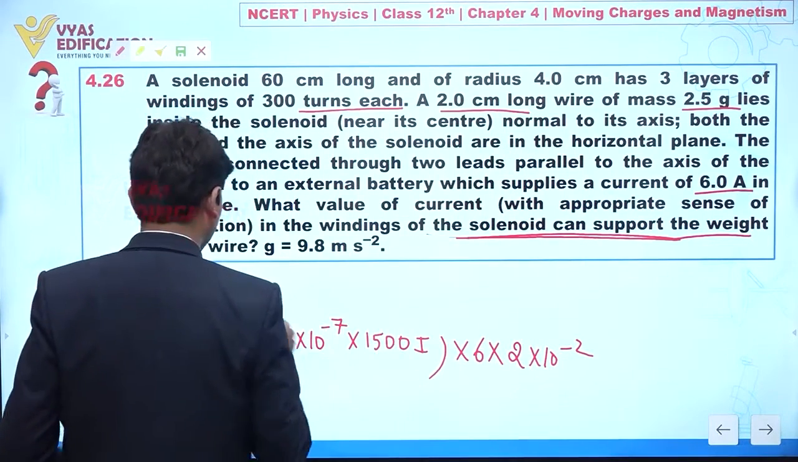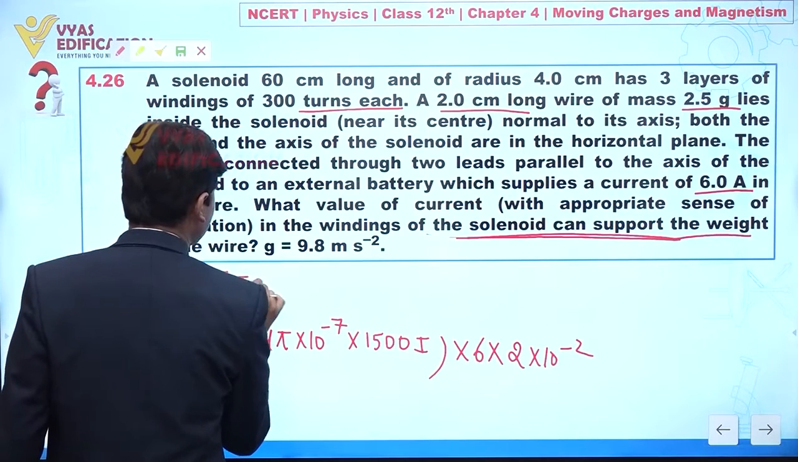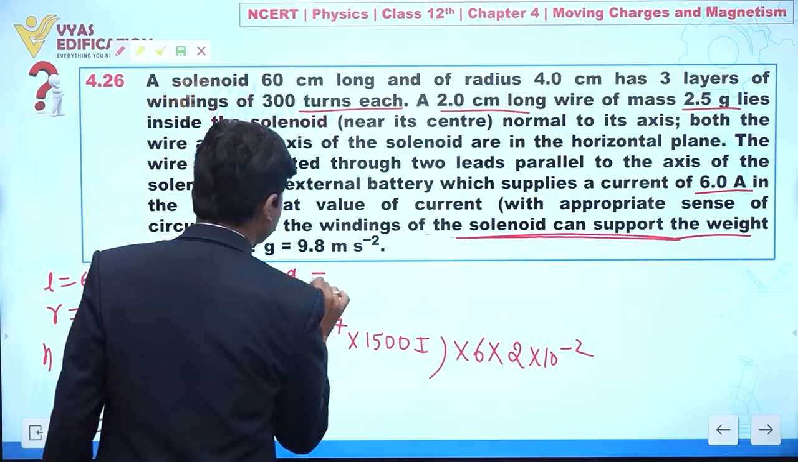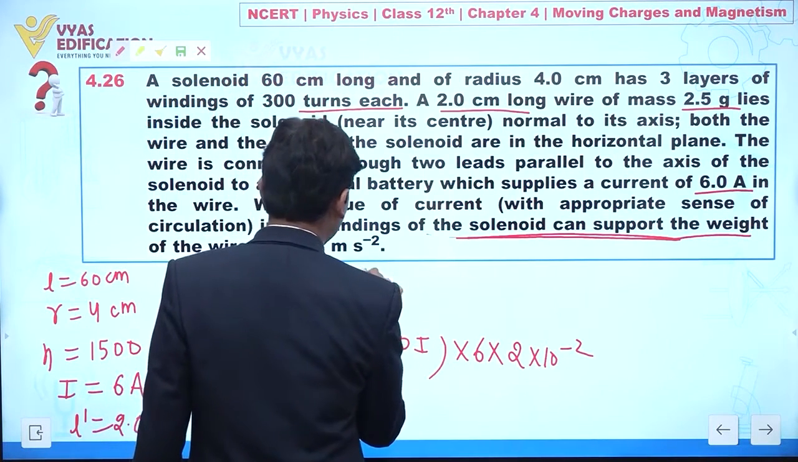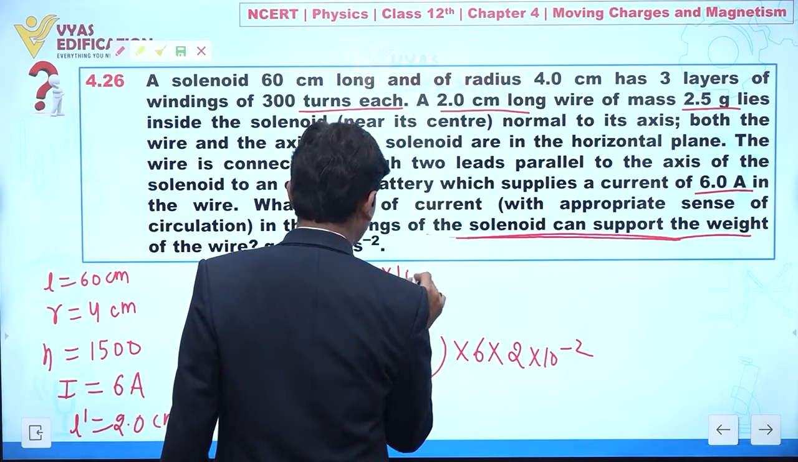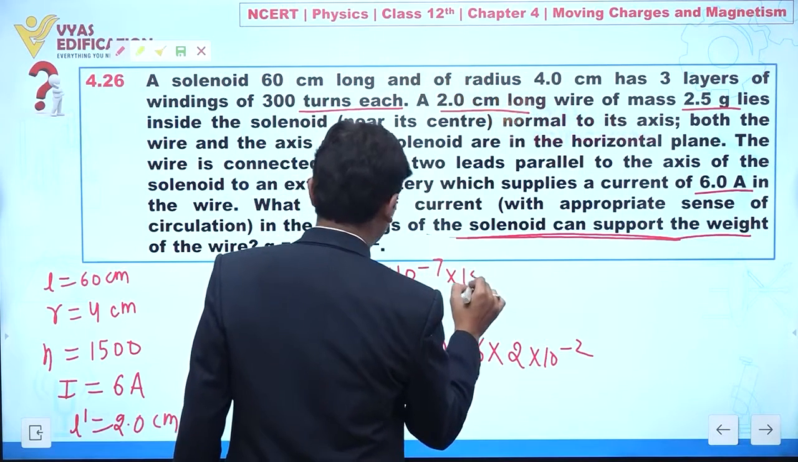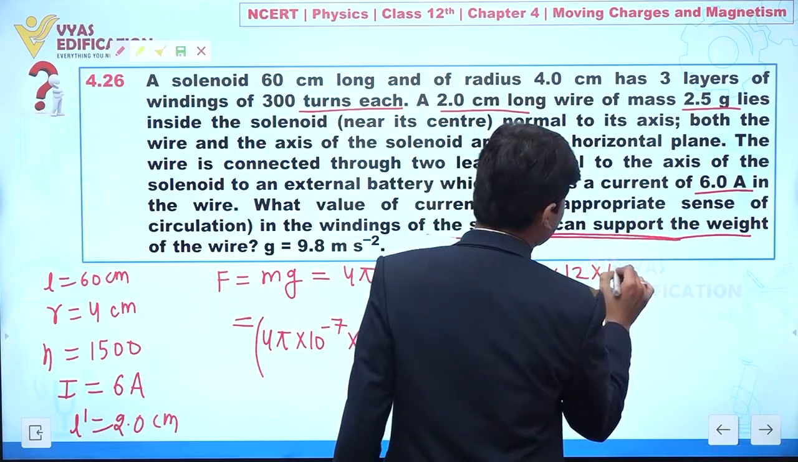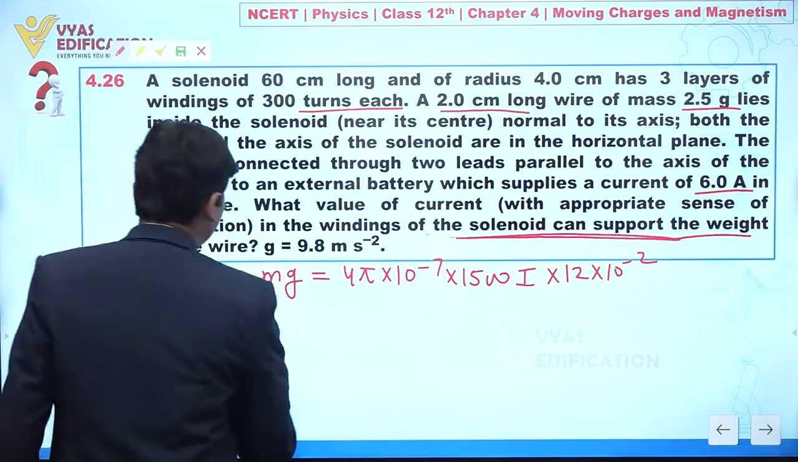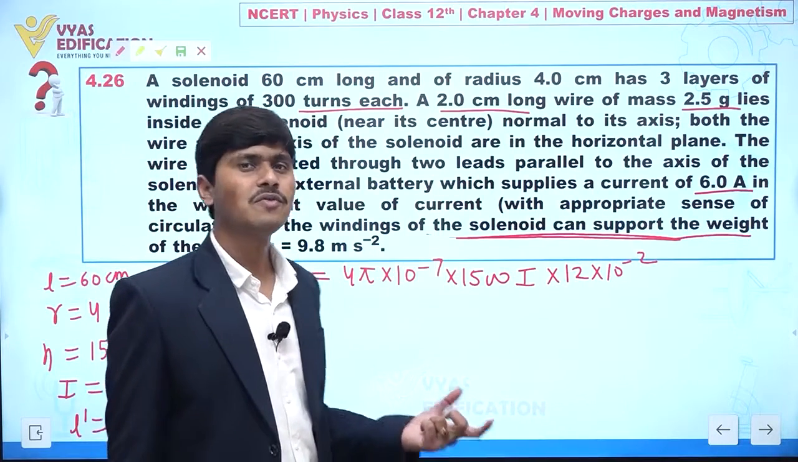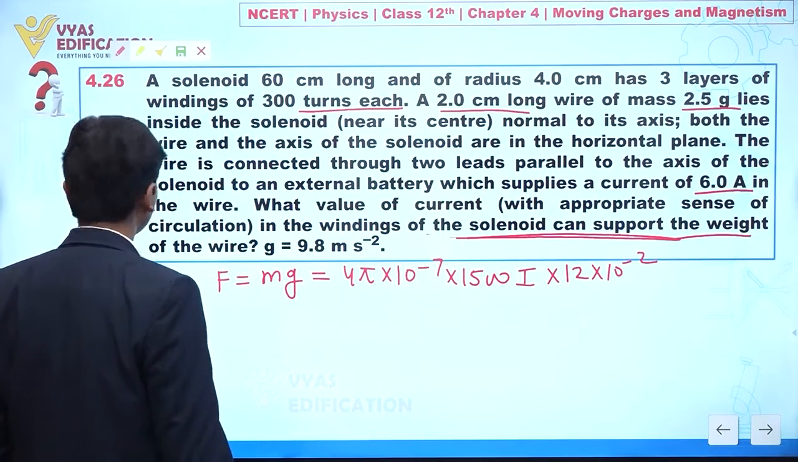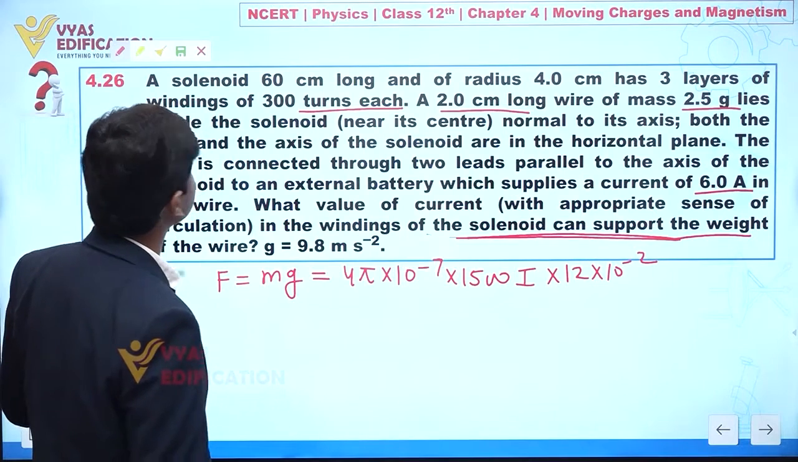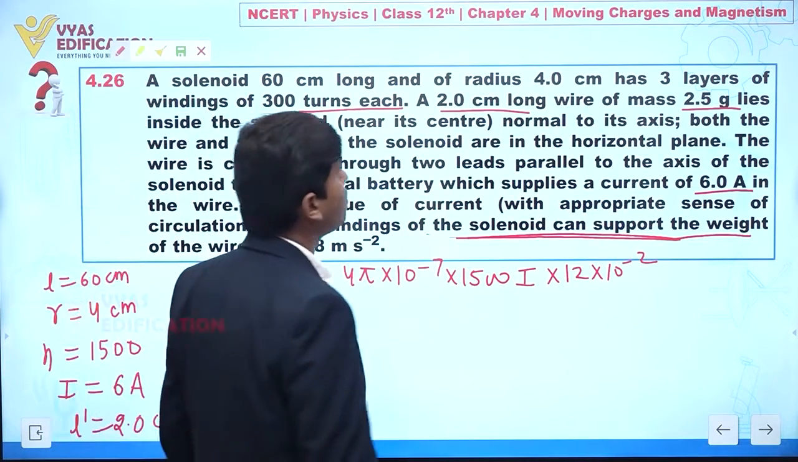So I can write from here like this: F should be equal to mg, and this should be equal to 4 pi into 10 to the power minus 7 into 1500 I into 12 into 10 to the power minus 2. Clear? Now we know the mass. The mass is given to you, 2.5 gram.